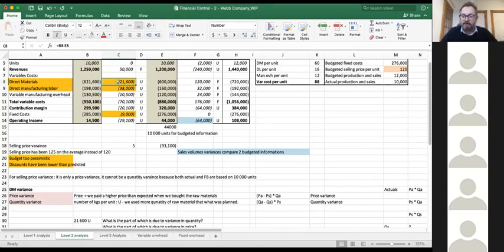Any question? If you don't have any question, I'll let you 5 minutes to calculate quantity and price variances for the raw materials. And then we discuss the solution.